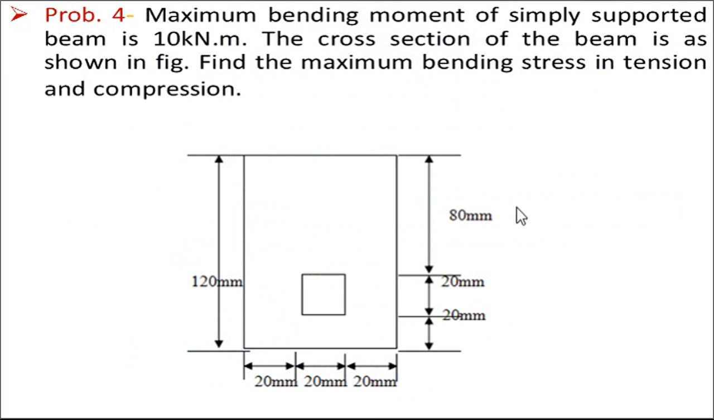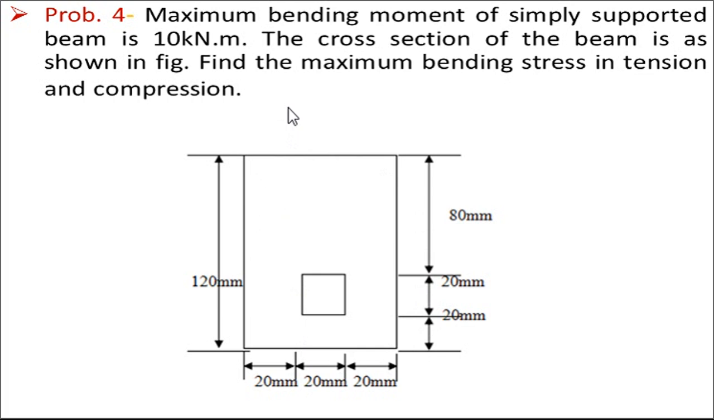Maximum bending moment of a simply supported beam is 10 kilonewton meter. The cross section of the beam is as shown in figure. Find the maximum bending stress in tension and compression side. So this is the problem, and the cross section of the beam is in front of you. There is a bottom central square hole. The dimensions of the central hole as well as the total section are given.